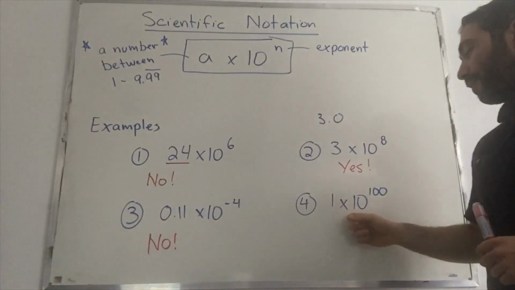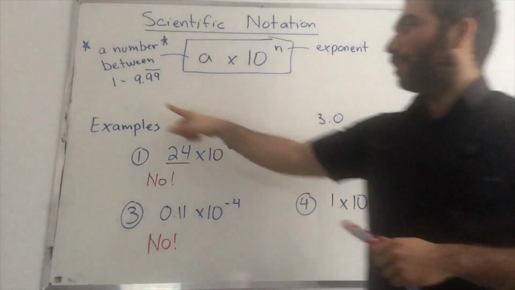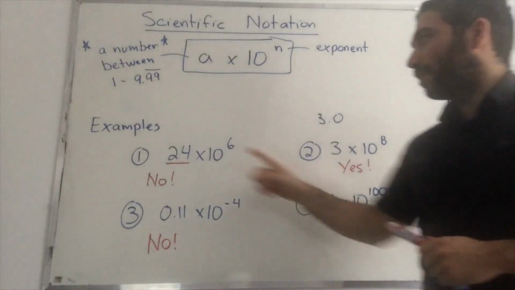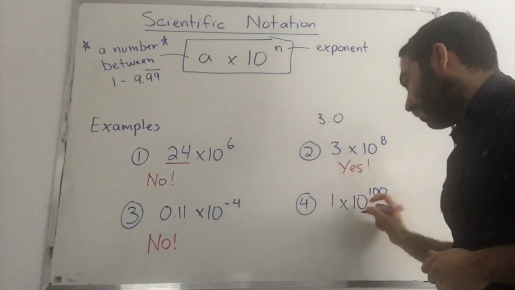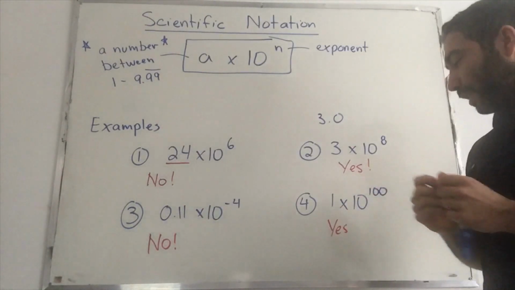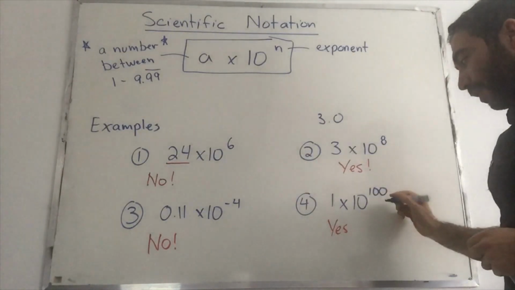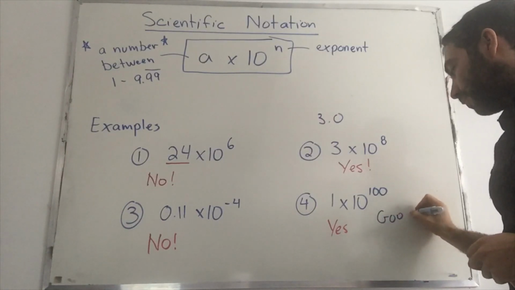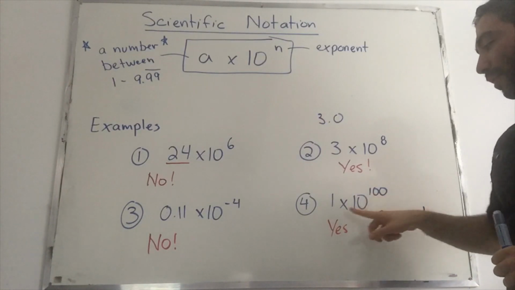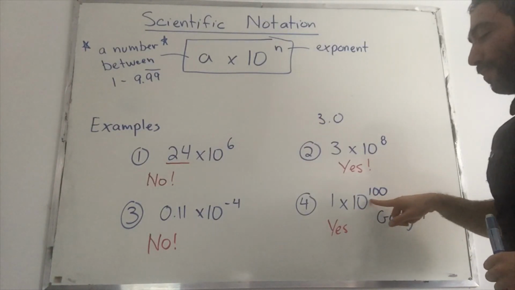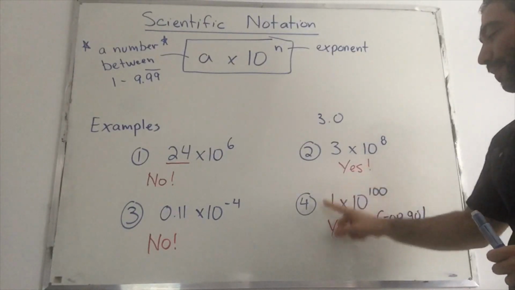And then lastly, we have 1 times 10 to the 100. Is this in scientific notation? This is fine because the first digit here is 1, which is between 1 and 9.99. We can include the 1. So 1 times 10 to the 100 is actually the number googol. Google is not just a search engine, it's actually a number, spelled g-o-o-g-o-l. It would be very inconvenient to write 1 followed by 100 zeros, so instead we write it quickly using scientific notation.